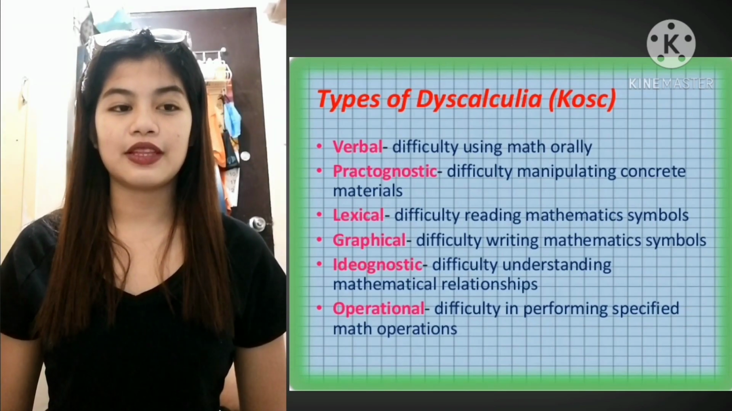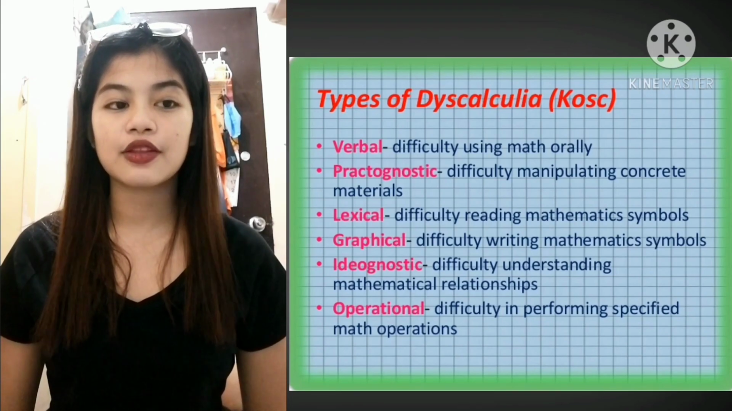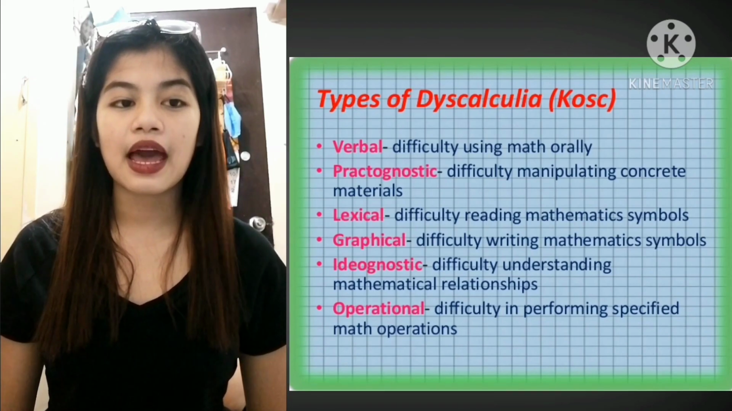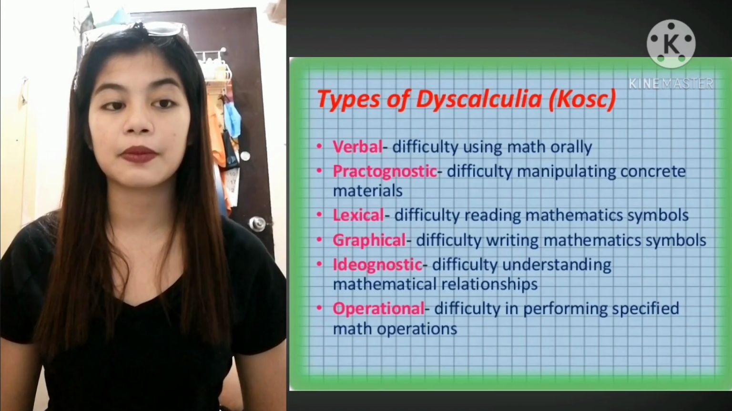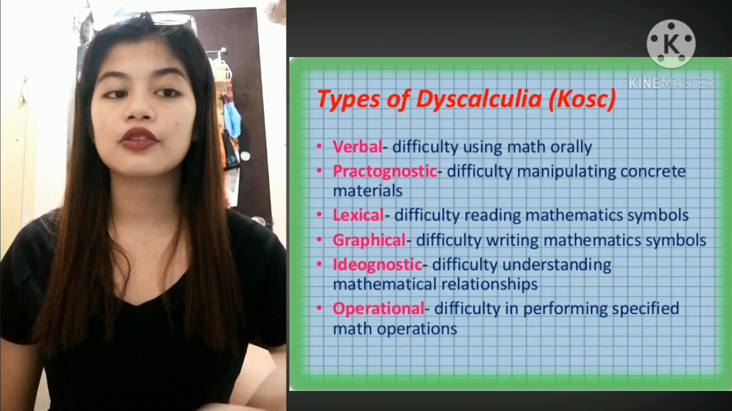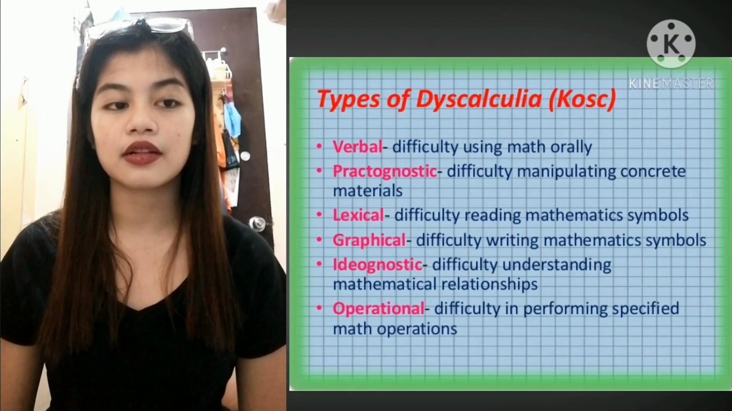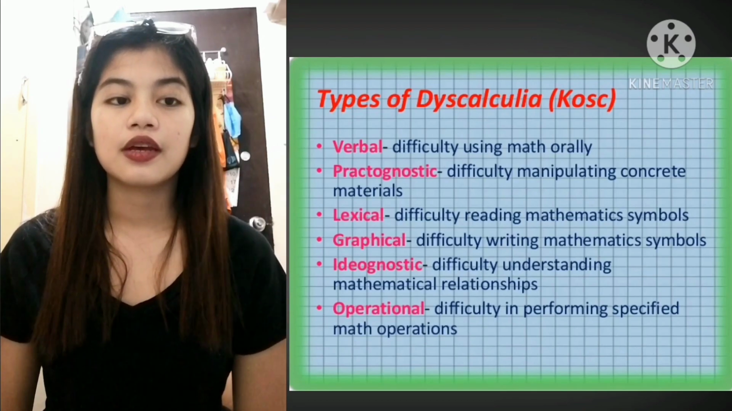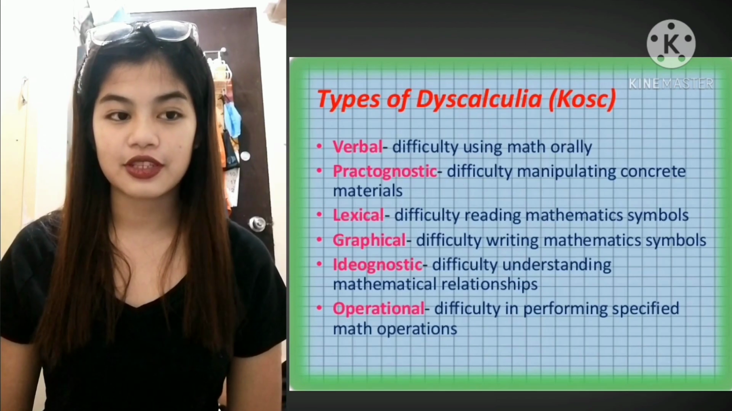Verbal dyscalculia. Children with this type of dyscalculia are able to read or write numbers, but have a hard time recognizing them when presented verbally. Practognostic. These children are able to understand mathematical concepts but have trouble listing, comparing, and manipulating mathematical equations.